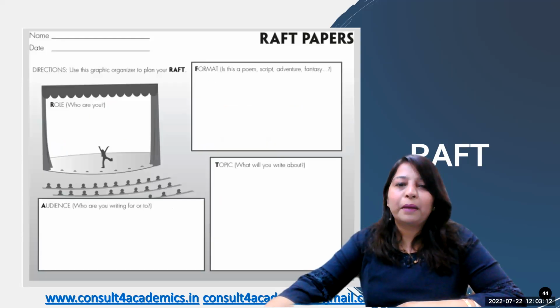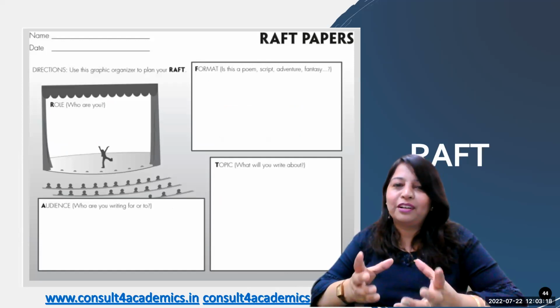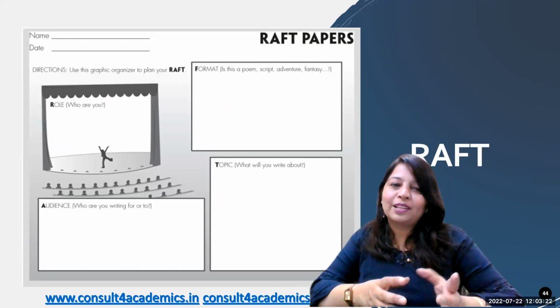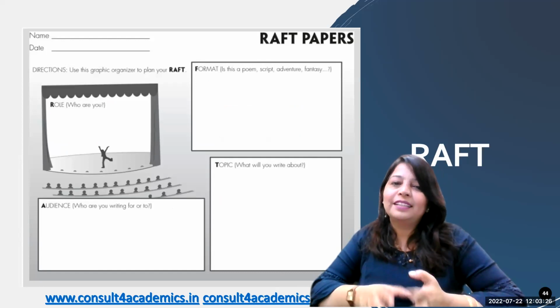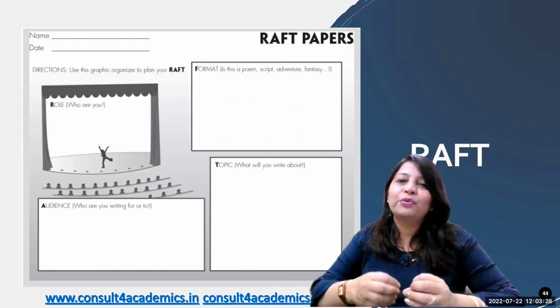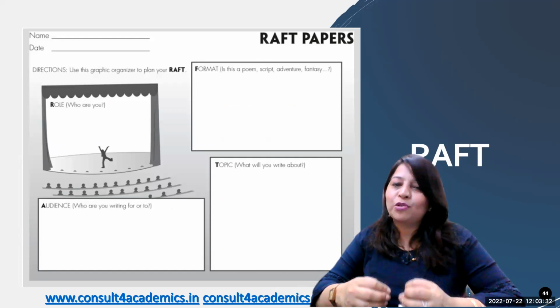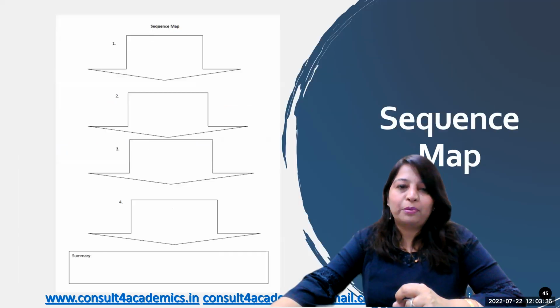And now the RAFT papers, for that, this is another visual presentation. You will be able to give different kinds of layouts to your students. You can draw a picture like this is the role that you are going to play. Then that's your audience. This is the place where you have to mention the given format and give the details, right? And the topic you can talk about, right? This is another kind of RAFT paper.